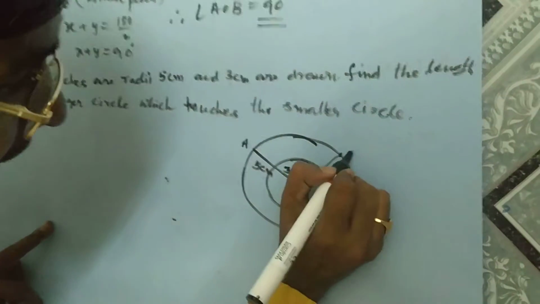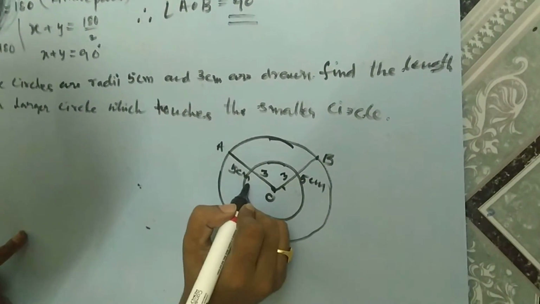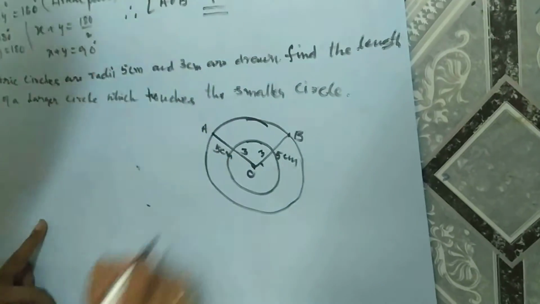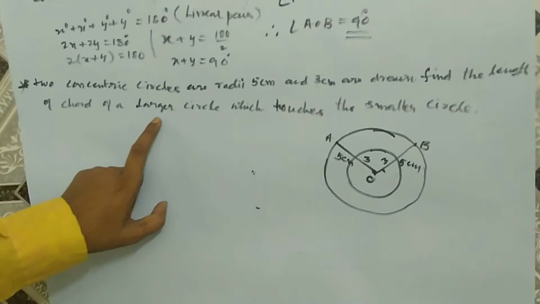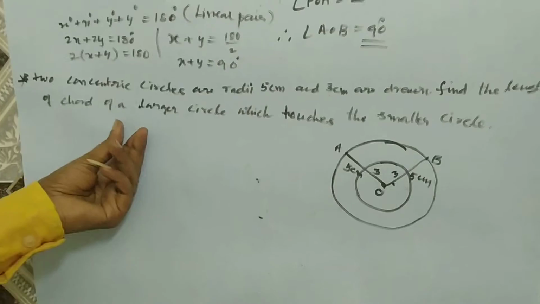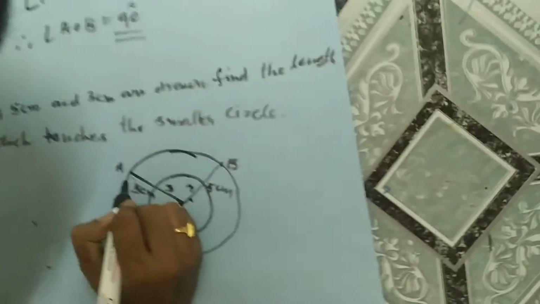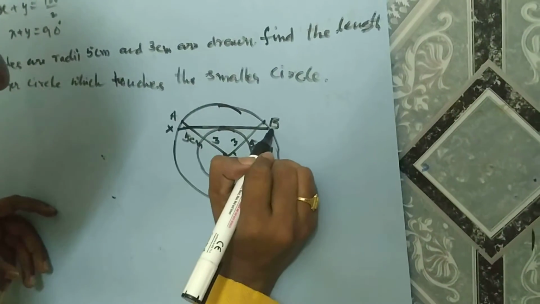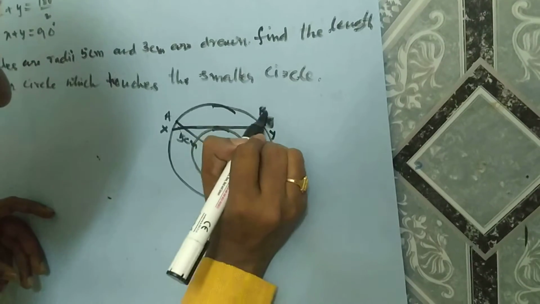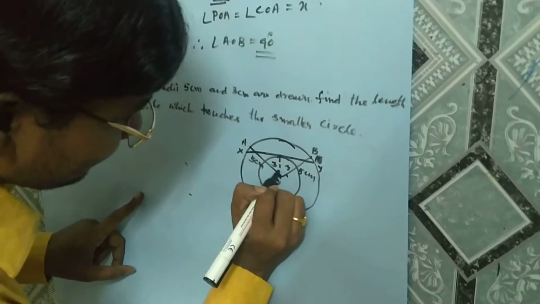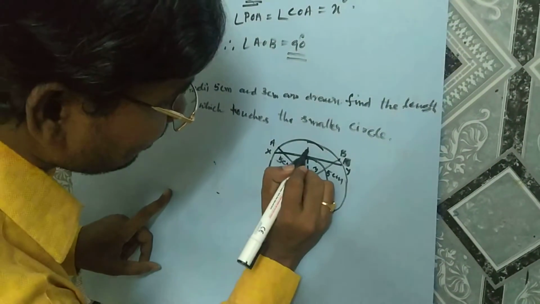Label O, A, and B. Next, we have to find the length of the chord of the larger circle. Draw a chord and let this chord be XY. This point is B here. Let this point be P.